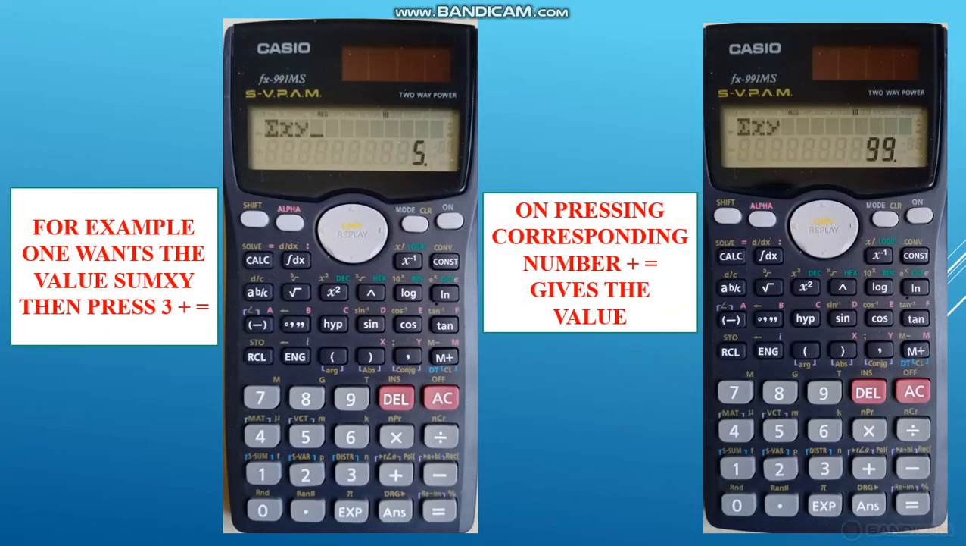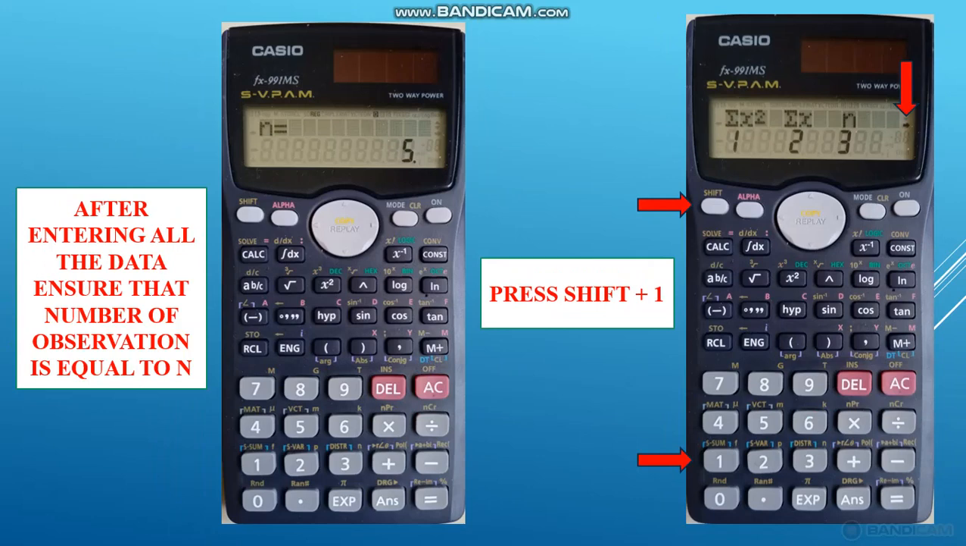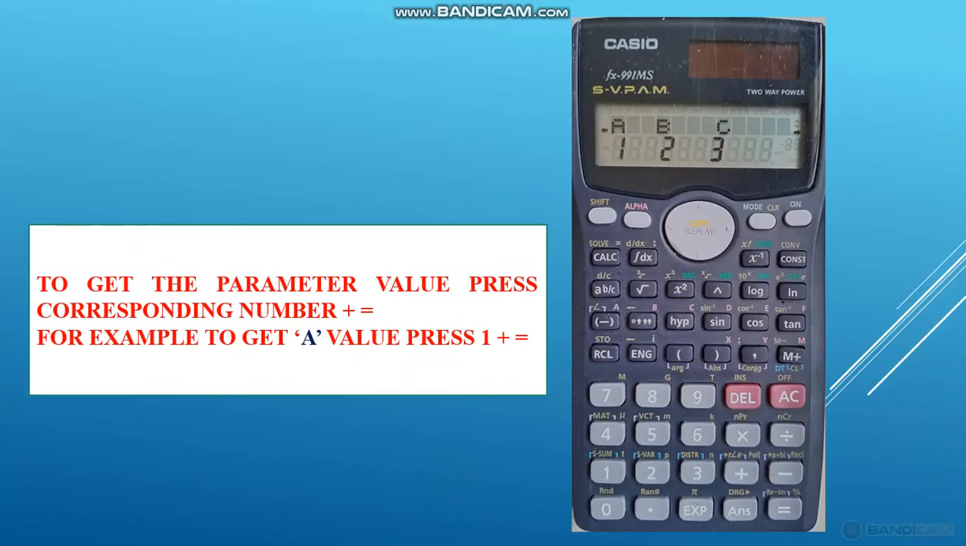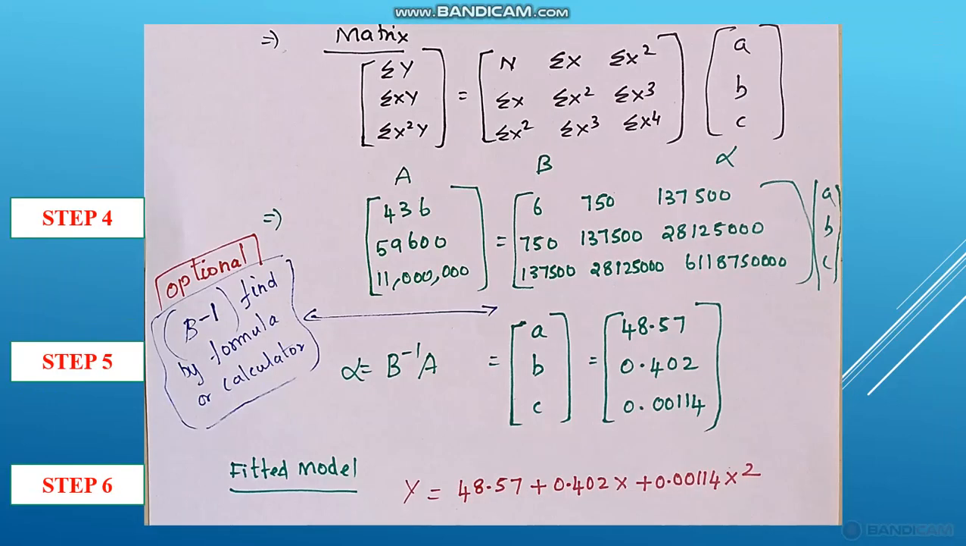So all these matrix values we can get directly from the calculator by pressing shift plus 1. After that you fill all the values in the matrix. At last, in the fifth step, you write B inverse into A.